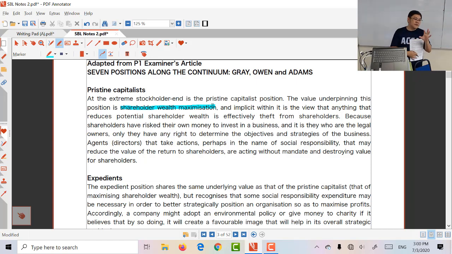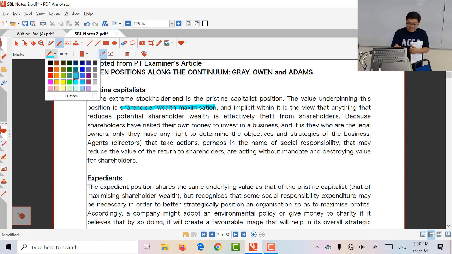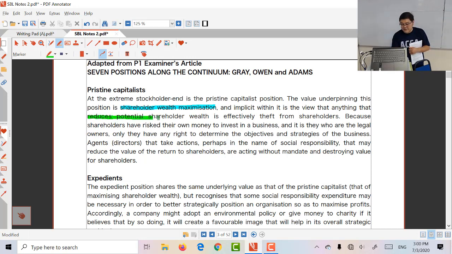And you see the vocab, the choice of words they use is so strong that they say anything you do that reduces shareholders' wealth is like a theft. It's like you're stealing shareholders' money. So it's a very strong position. It's a strong word.